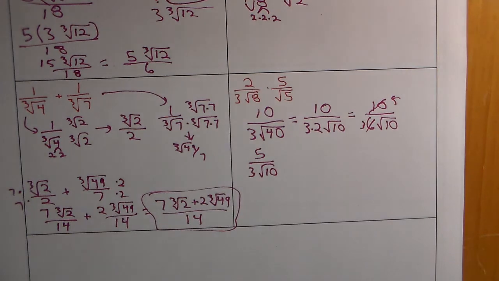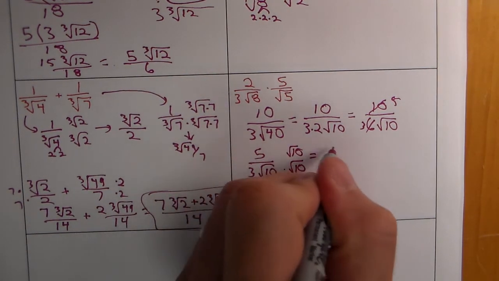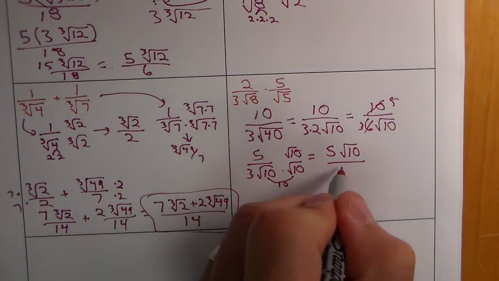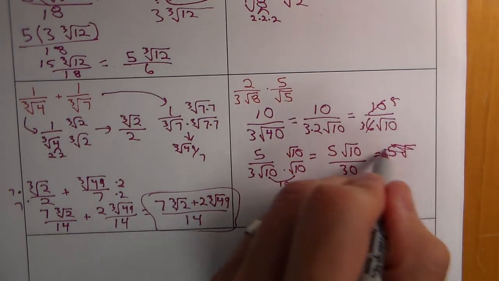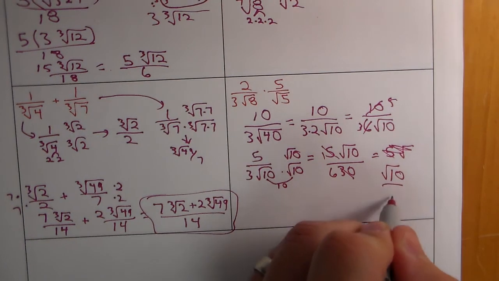Now this is something you could have been able to do before this section where we talk about rationalizing. We would have gotten to this point. Now we have to finish the problem. Multiply the top and the bottom by the square root of 10. 5 root 10 over, this becomes 10, so that's 30. We get 5 root 10 over 30, oops, let's reduce. 5 and 30 leaves me with 1/6, so that is root 10 over 6.